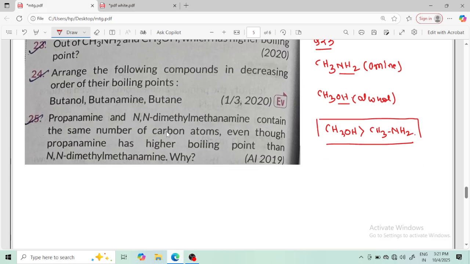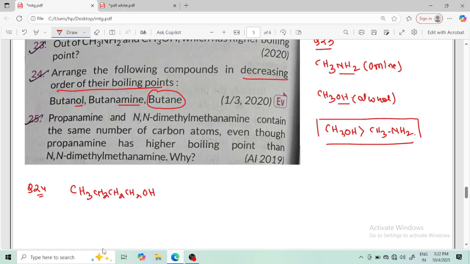Now let's do question number 24. Here also they are asking about boiling point. By looking at the compounds I can clearly say that they don't have the same functional group. Let's draw the structure. So butanol is CH3 CH2 CH2 CH2OH. You don't have to actually draw the structure in the exam. I'm drawing it just to show why butane is called a hydrocarbon.